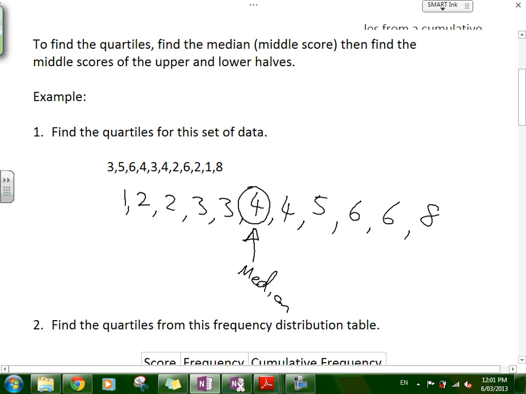What's Q1? What's the median of this half? Yeah, 2. So the middle score, 1, 2, 3, 4, 5 scores. If you have a middle score, you just ignore that. So 2 is the middle score. That is the lower quartile. And then the upper quartile, 1, 2, 3, 4, 5. The middle score is the 6. So this is the upper quartile.